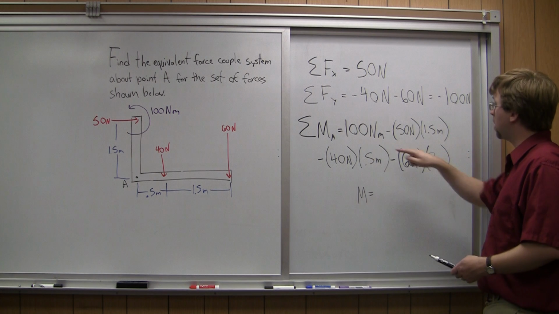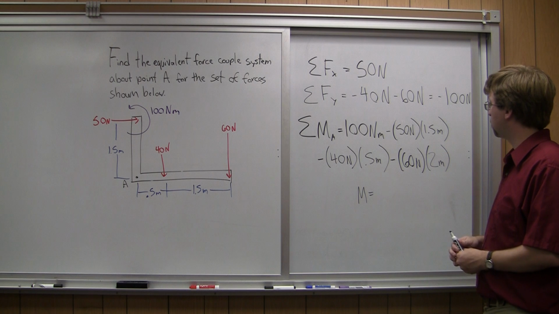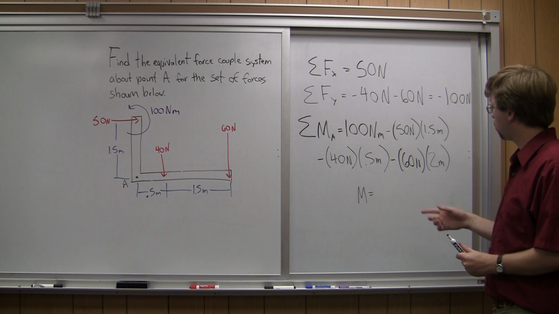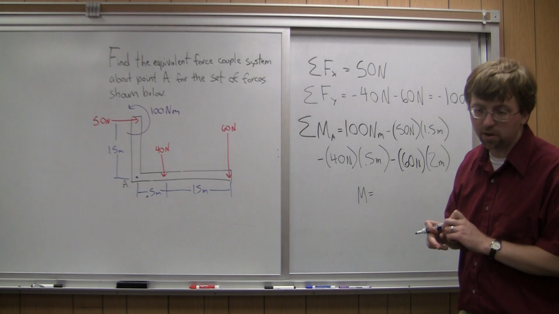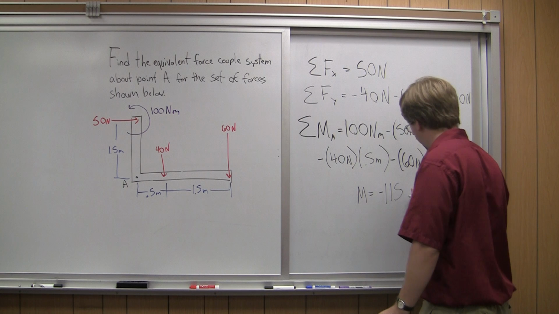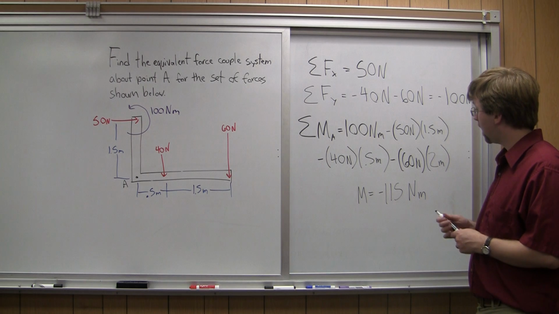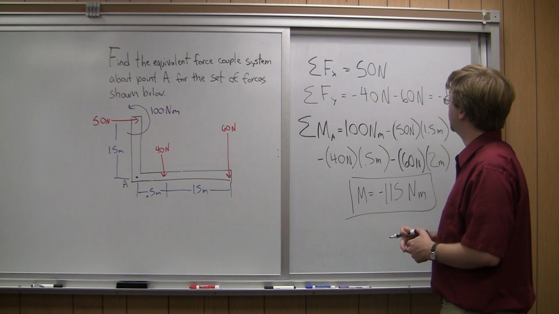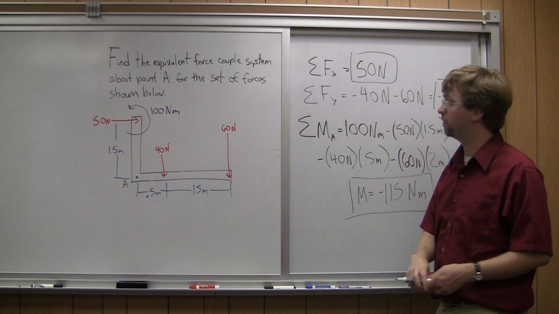And so adding all this up, 100 minus 50 times 1.5, that's going to be 75. Minus 40 times 0.5, that's going to be negative 20. And minus 60 times 2, that's going to be negative 120. So adding all these up, I should end up with negative 115 Newton meters. And so with that, I've got my moment for my equivalent force couple system, and I've got the x and y components of my force vector.